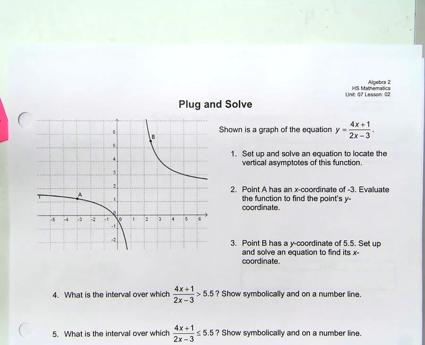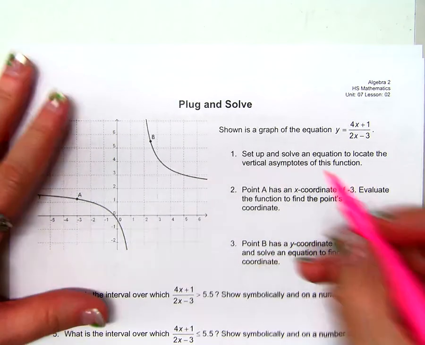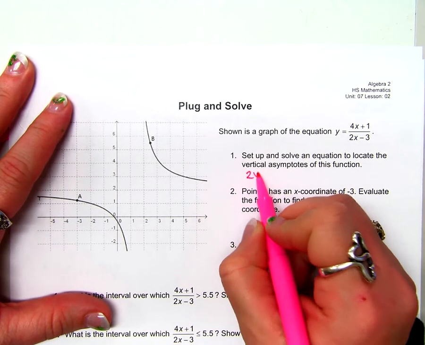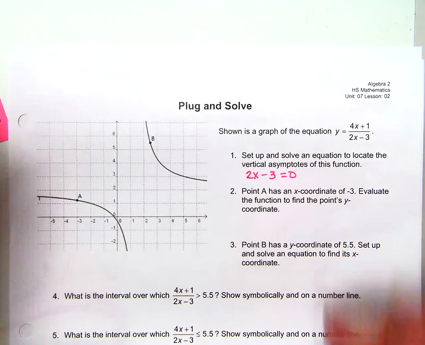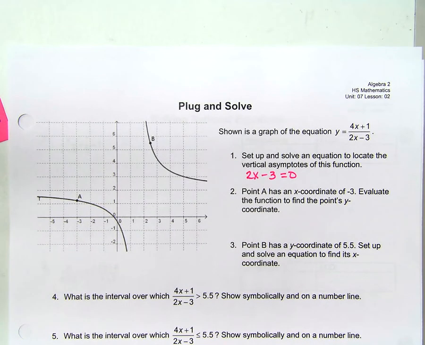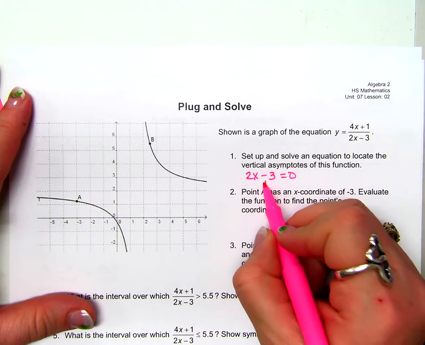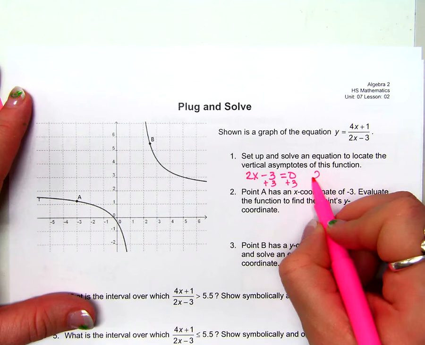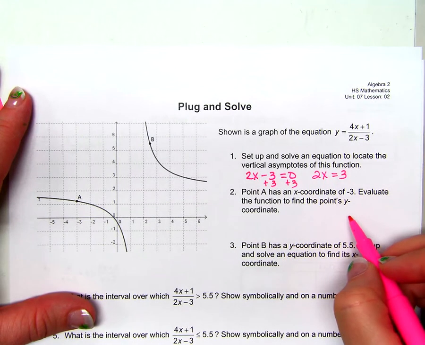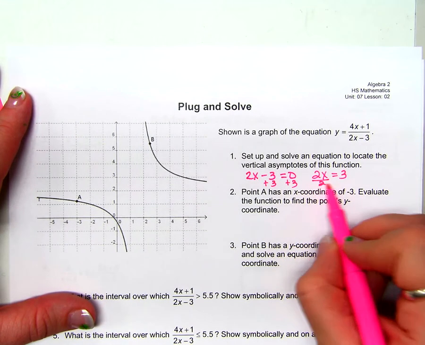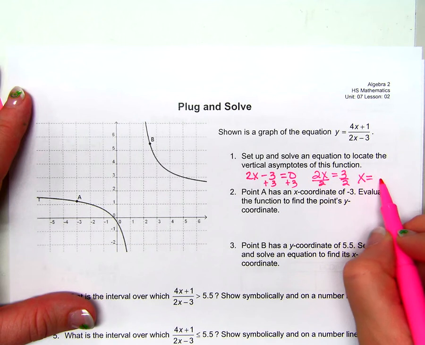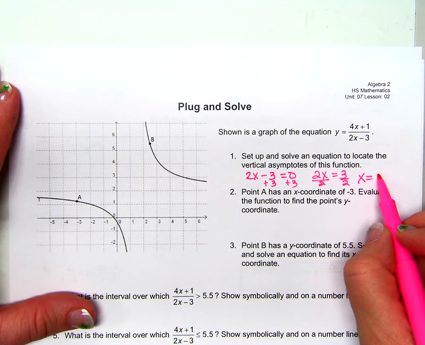How do we find vertical asymptotes? Set the denominator equal to 0. Yeah, that's kind of what we just did with the restrictions, right? So 2x minus 3 equals 0. How do I solve that? Add 3 to both sides. So 2x equals 3. Divide both sides by 2. X equals 3 halves. Is there a better number for this problem than 3 halves?